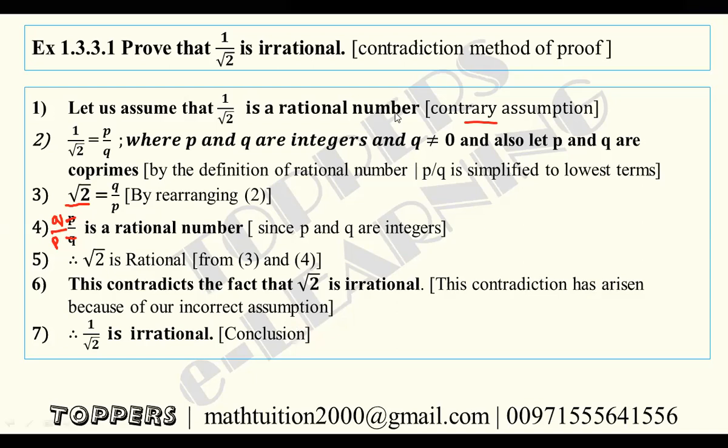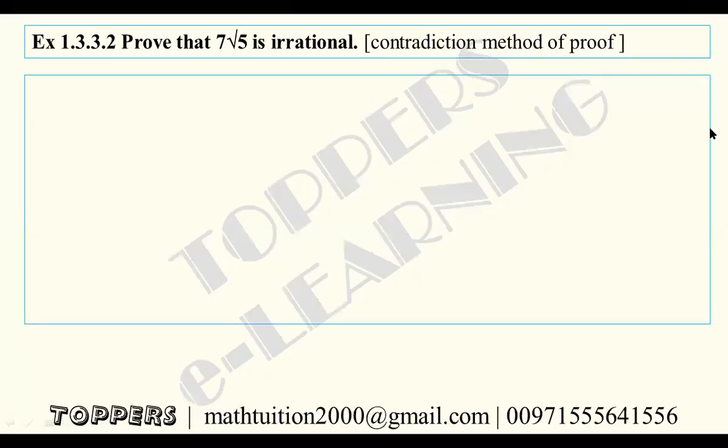In 7 steps, we have proved that 1 by root 2 is an irrational number. Correct? Hence we have proved. Okay. So let us go for the next question. This is the second question.